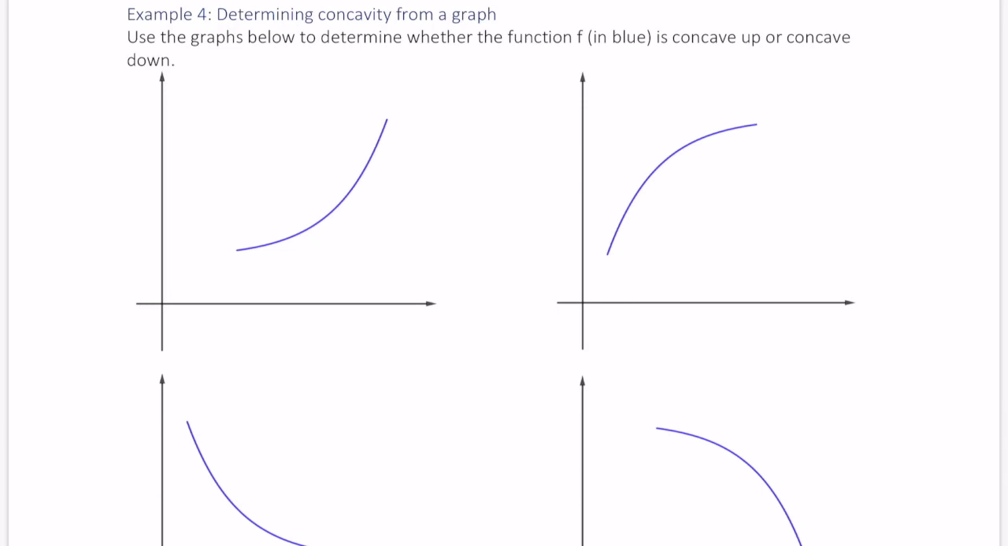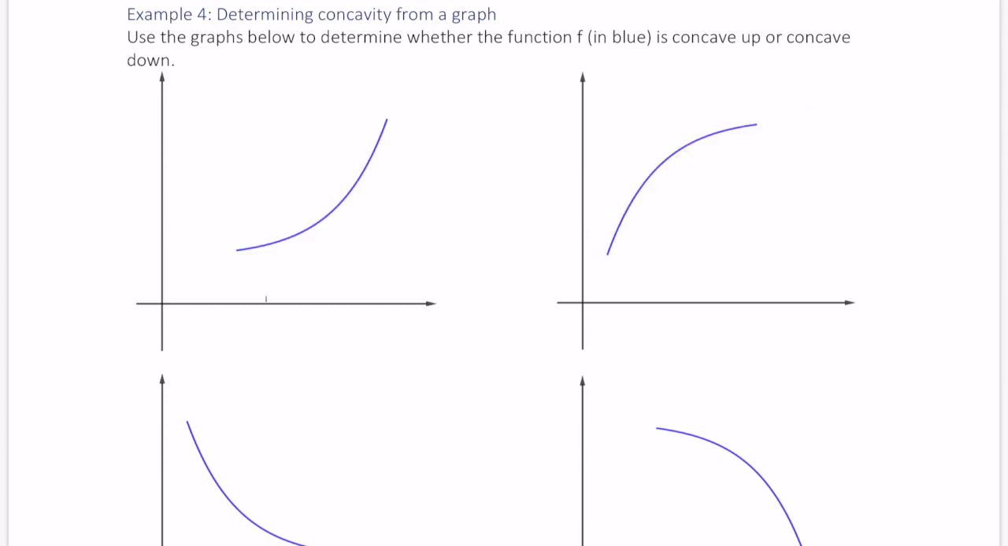In this video, we're going to determine the concavity from a graph. Let's use the graphs below to determine whether the function f in blue is concave up or concave down. Now visually, by looking at these, you could probably guess concave up, concave down. But let's be a little more precise.